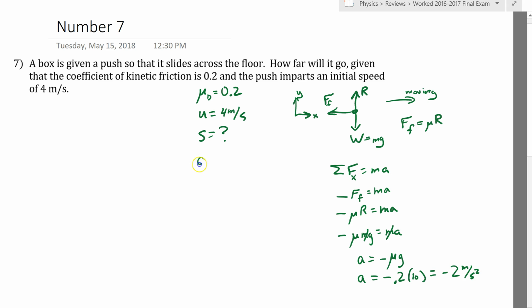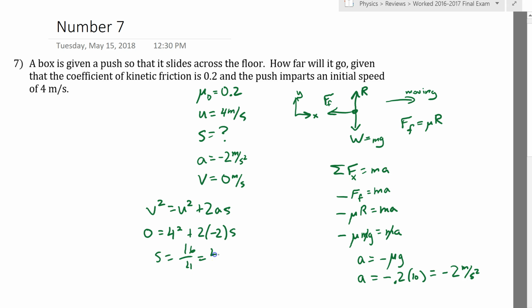Now, knowing that, it turns into a fairly simple one-dimensional motion problem where you know an acceleration, and if it's coming to a stop, its final velocity will be 0 meters per second. And what's the displacement if we know the initial velocity? That makes me think v squared equals u squared plus 2as, because we have all this information and we're looking for s. So 0 equals 4 squared plus 2 times negative 2 times the displacement. You get s equals 16 over 4 equals 4 meters.